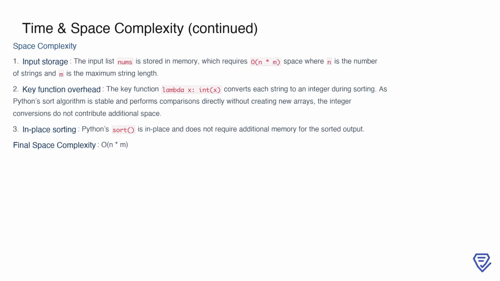As a result, these conversions do not contribute to the space complexity. Finally, Python's sort function is in place, which means it does not require any extra memory to store the sorted result. Putting these together, the overall space complexity of the solution is determined by the storage of the input list, which leads to a final space complexity of n * m.